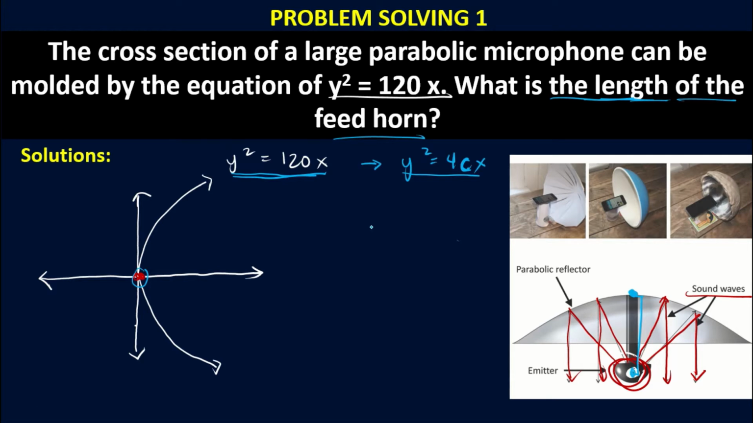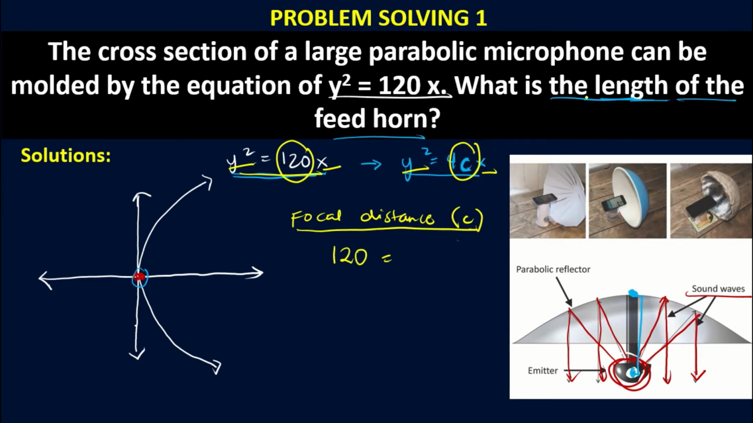Okay, so for us to solve this, since meron na tayong equation na susundin and meron tayong given equation, which is y squared is equal to 120x, all we have to do to get the focal distance is we have to equate 120 dun sa ating 4c. Kasi meron na tayong y squared and meron na tayong x. Again, ang focus natin dito, yung ating pinaka-main goal, is to get the focal distance. And kapag nakuha na natin focal distance, makukuha na natin yung length ng feed horn.